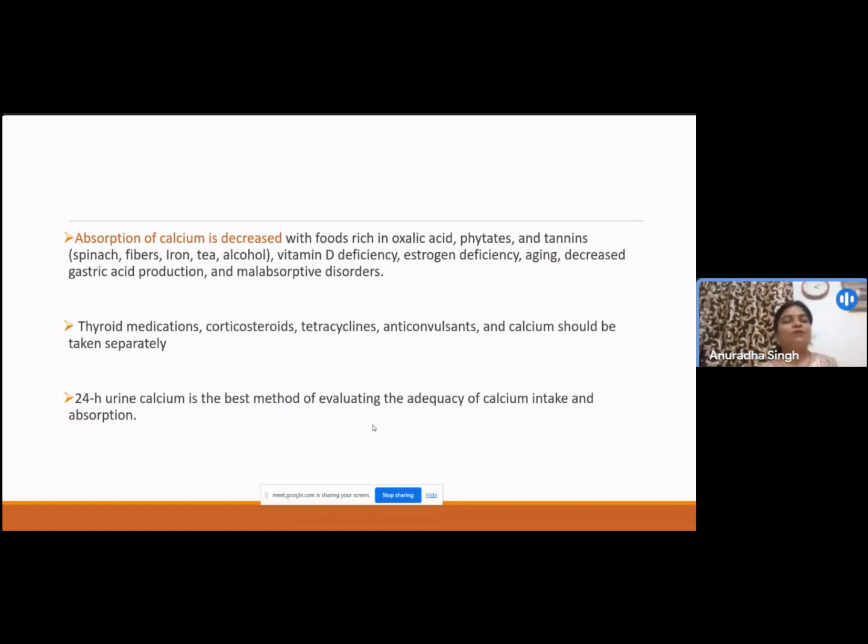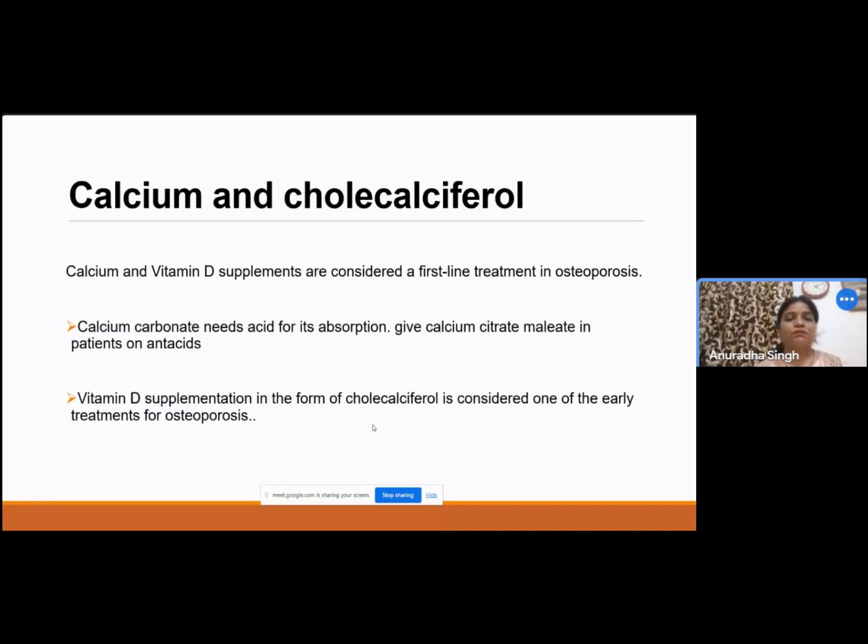And the patients with malabsorptive disorders, the patients who are on thyroid medications, corticosteroids, or anticonvulsants, if they are taking calcium, it has to be taken at least a 2 or 3 hours gap. And if you need to monitor the calcium intake, a 24-hour urine calcium is the best method for evaluating the adequacy of calcium intake and absorption.